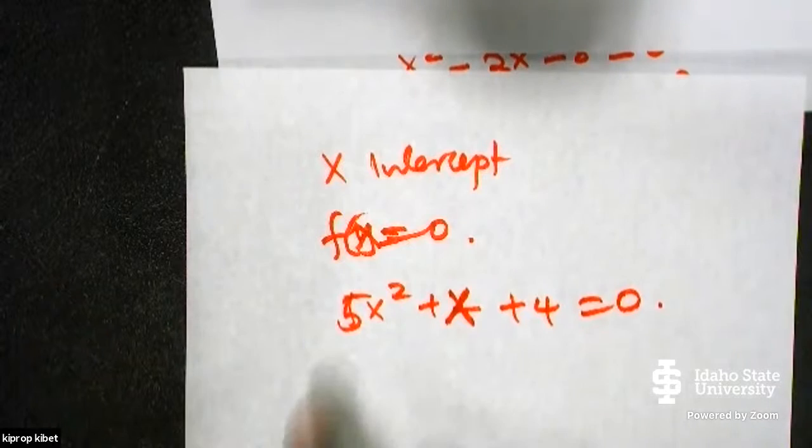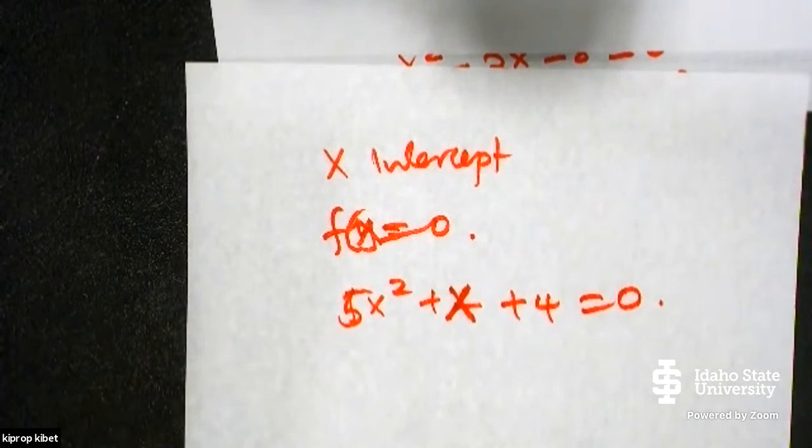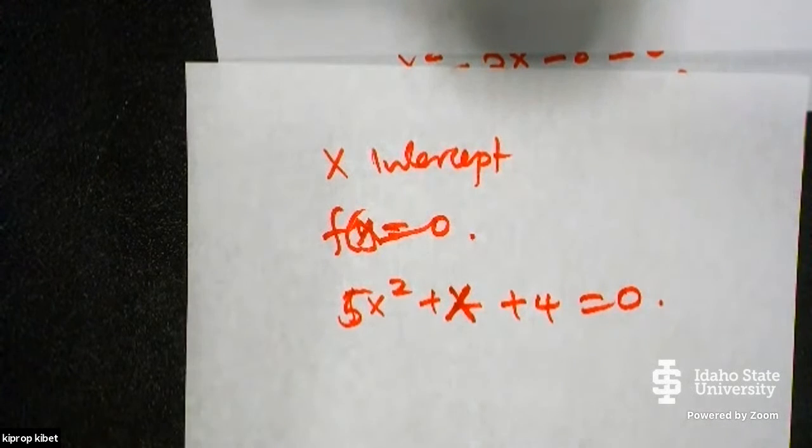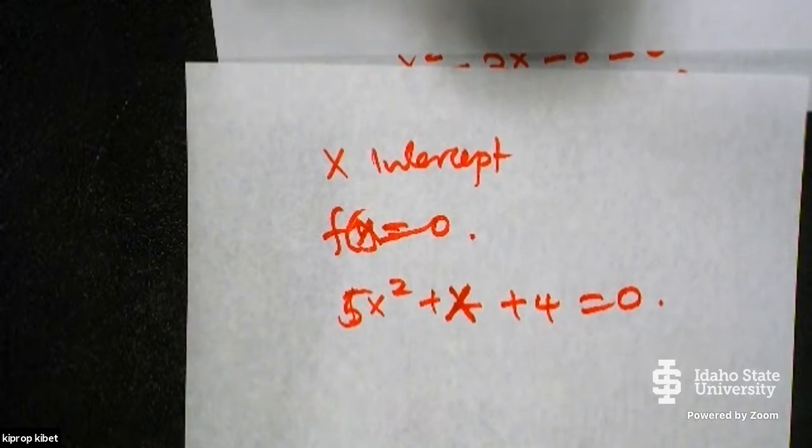So the product there is 20, and the sum is 1. So are we going to get any two numbers where the product is 20 and the sum is 1? If you use 5 and 4, yeah. So we can still use 5 and 4. But here, let's do what?